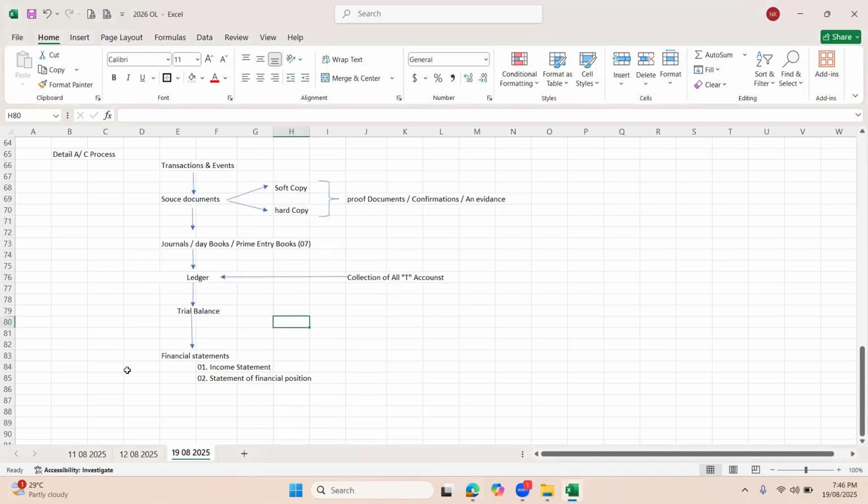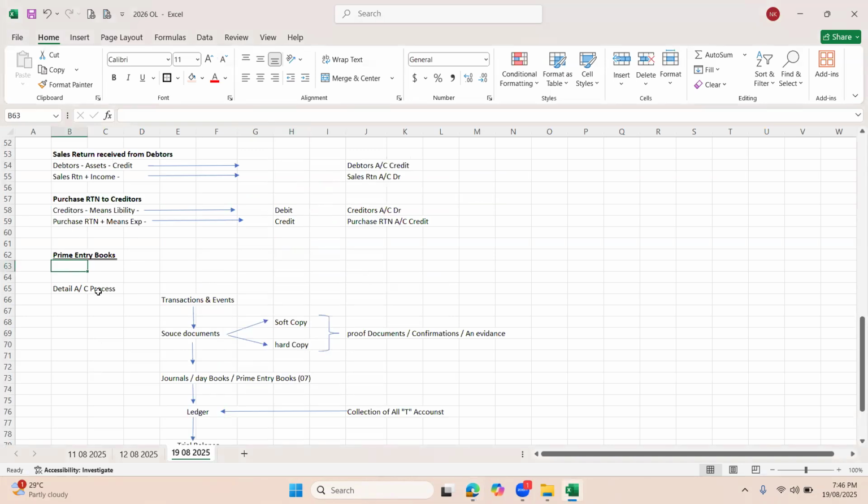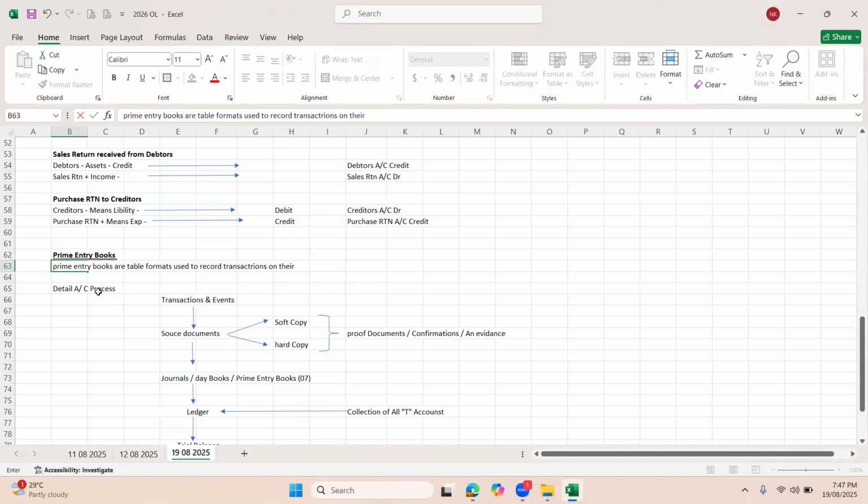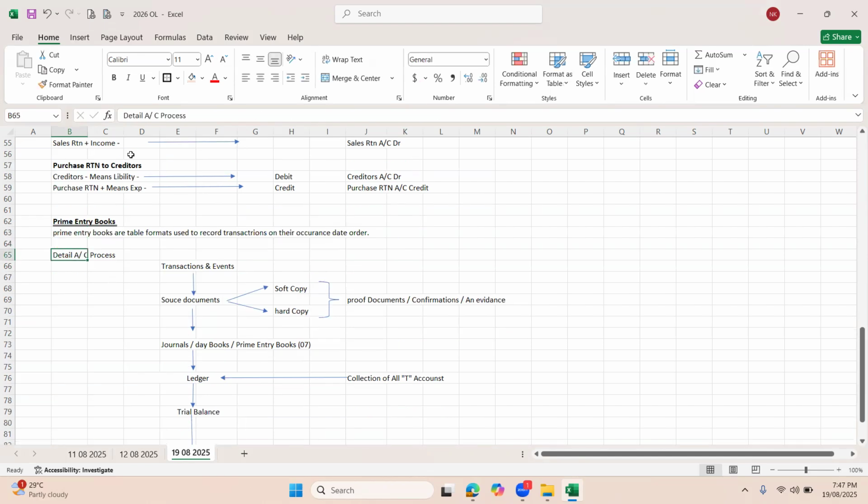So prime entry books. The prime entry books are in table format, used to record transactions on their occurrence, in date order, right?